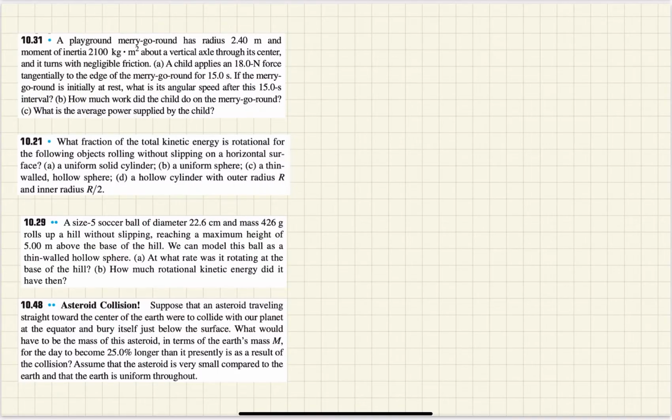Okay, we've got a diameter of 22.6 centimeters. So our radius is going to be 11.3 centimeters, or 0.113 meters. Mass is 426 grams, or 0.426 kilograms, because we want to convert to base units. Okay, it's a thin-walled hollow sphere. Now, if you actually remember from the previous problem, we know a thin-walled hollow sphere is 2/3 mr squared. Good to know.